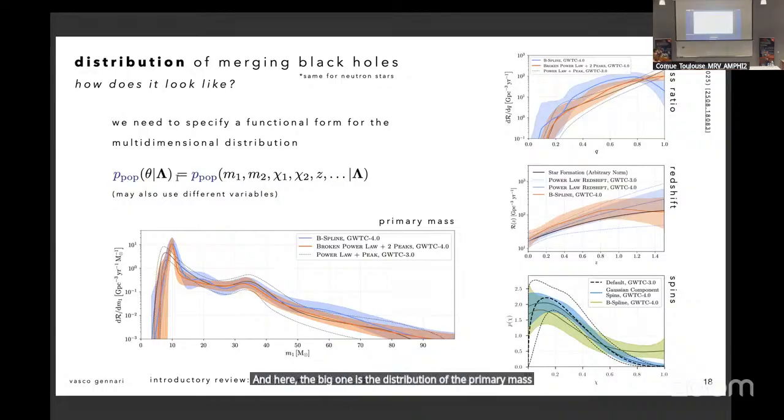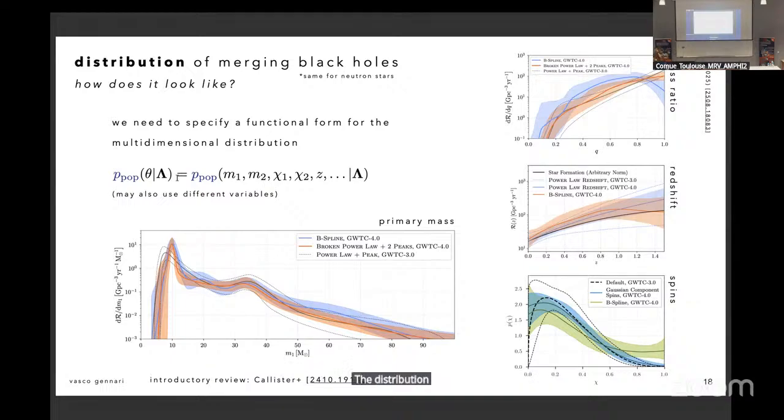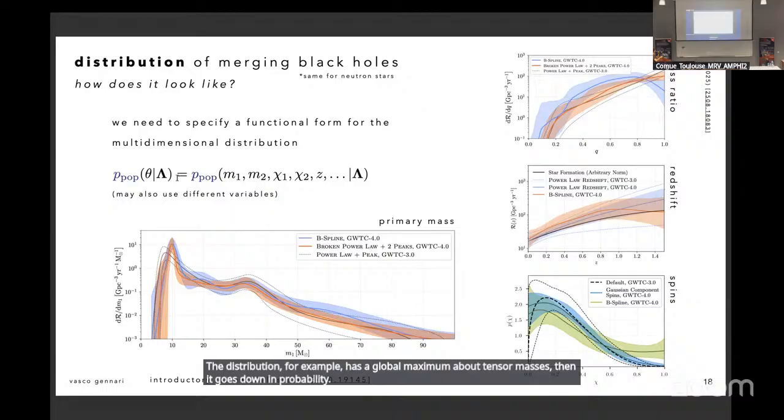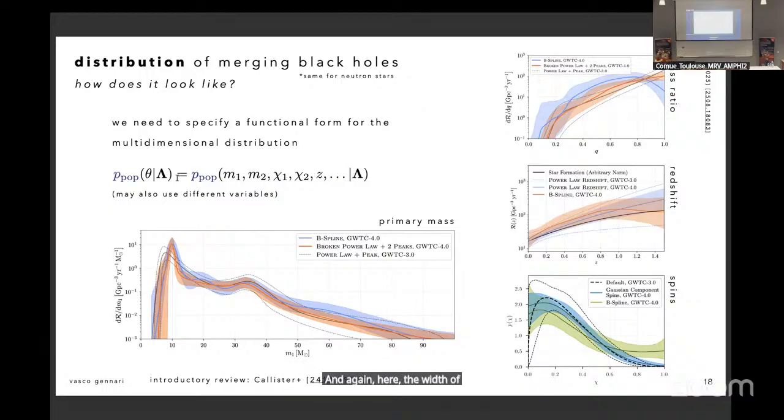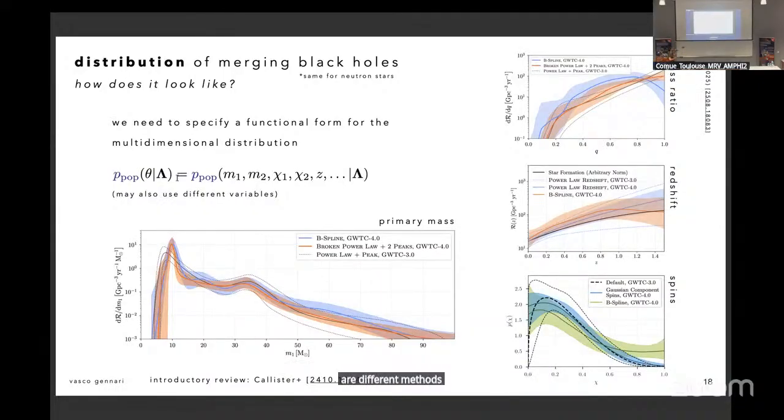How to read that? Well, if you take the primary mass, this is the value of the primary black hole expressed in solar masses. And you can see that the distribution, for example, has a global maximum at about 10 solar masses. Then it goes down in probability. There is another overdensity at about 30 solar masses. And again, here, the width of these curves represents the uncertainty that you got from the estimation of the population parameters. And the different colors are different methods, different ways of modeling the population. But I will be talking more about this later.